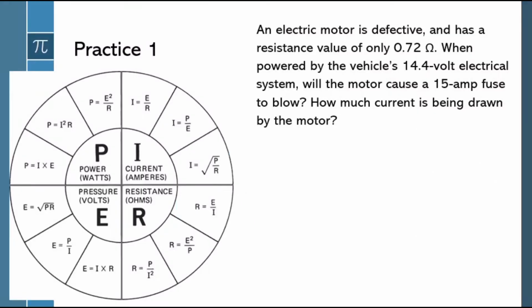So let's use this and solve a problem. Reading through this question, we have a defective motor and the resistance value is too low. So we're going to have a resistance. I'm just going to highlight it. We're also given a voltage.